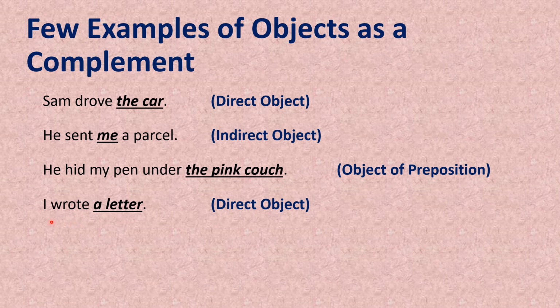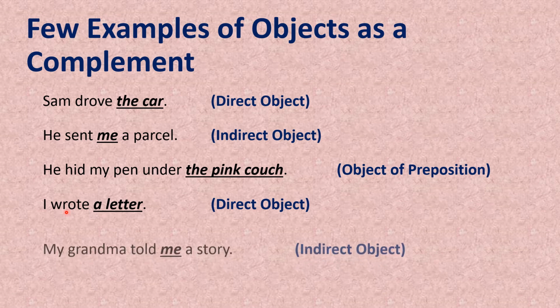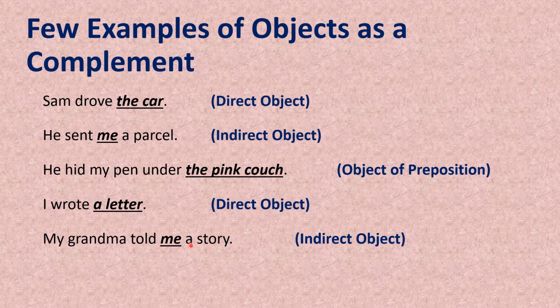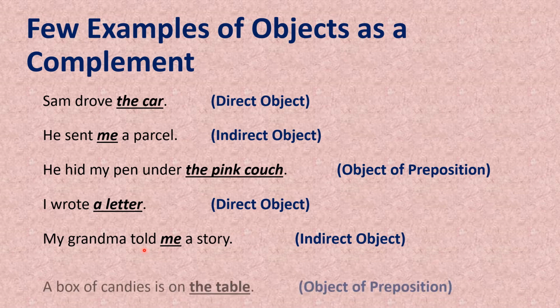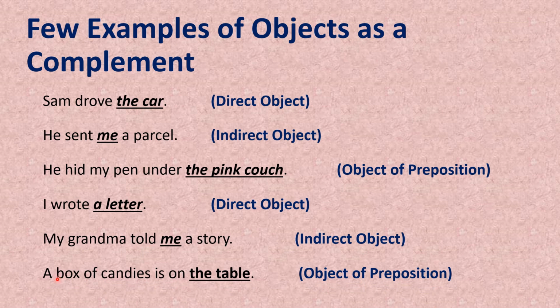Look at the next example. I wrote a letter. So here a letter is the direct object because it is directly affected by the verb wrote. My grandma told me a story. Here you can see that me is the indirect object because it is indirectly affected by the verb told. See the last example. A box of candies is on the table. Here the table is the object of preposition on.